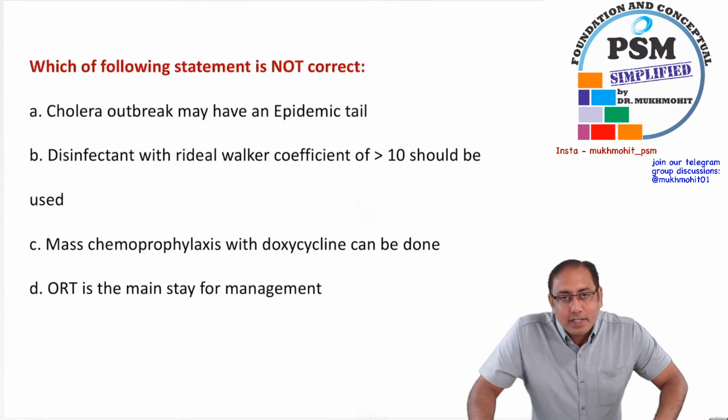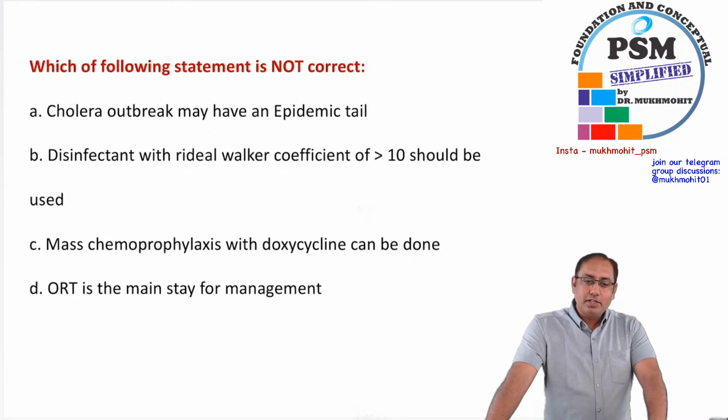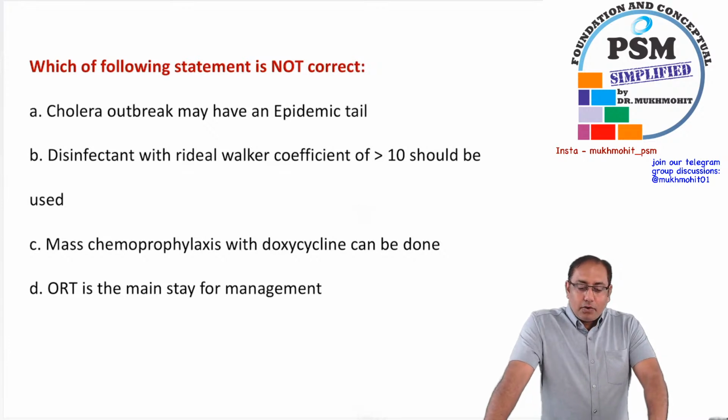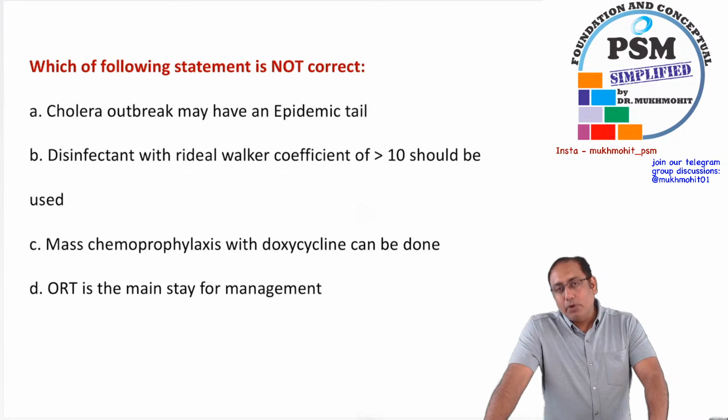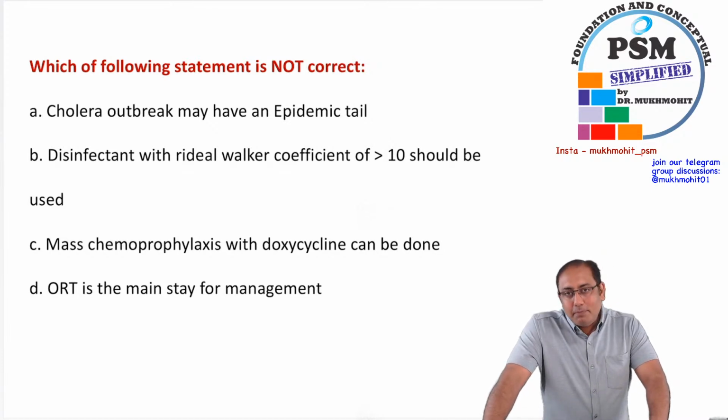Which of the following statements is not correct? What do you think is the wrong answer over here? Cholera outbreak may have an epidemic tail. Disinfectant with Riedel Walker coefficient of more than 10 should be used. Mass prophylaxis with doxycycline can be done. ORT is the mainstay of treatment in cholera.